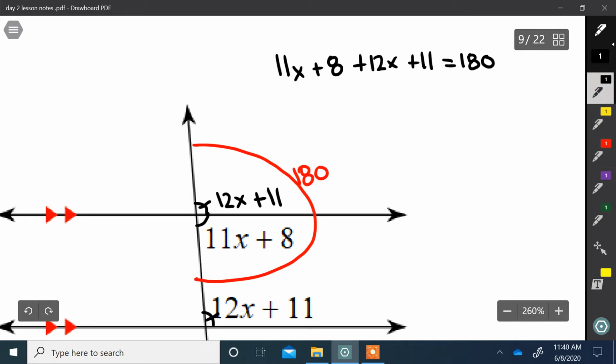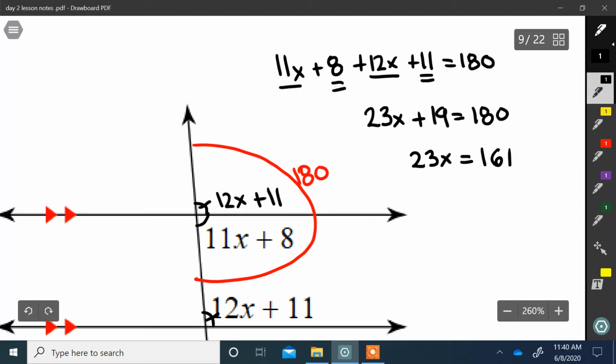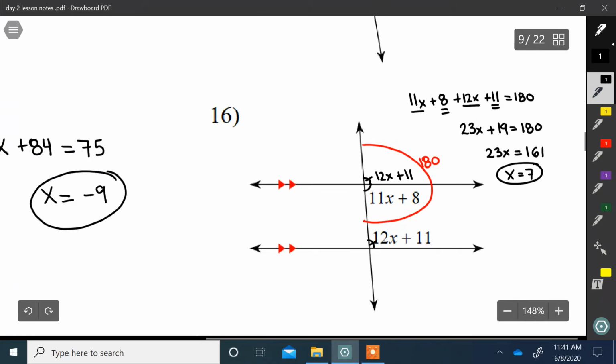I just want to make sure you got that clear. So we have 11x plus 12x is 23x. And then we have 8 plus 11. That's going to be 19. We're going to go ahead and subtract 180 minus 19, which is going to be 161. And then 161 divided by 23, that's going to be 7. Okay. All right, very good, guys.